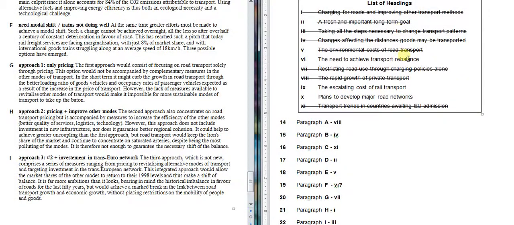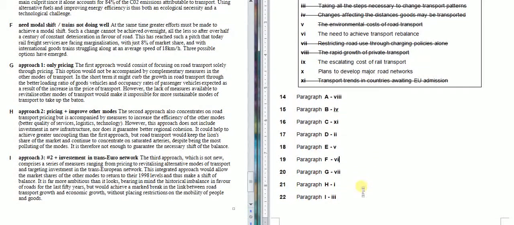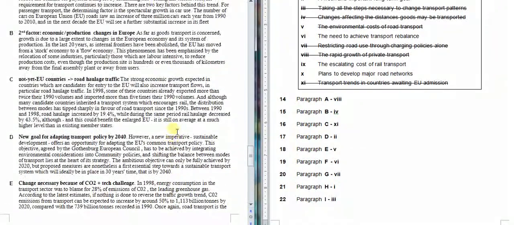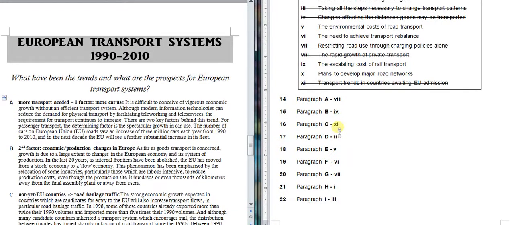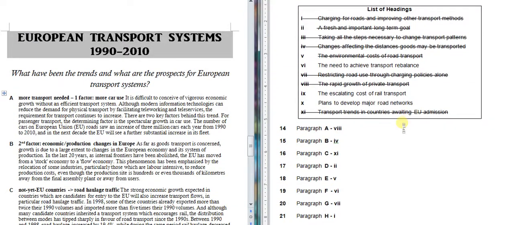All right, so that leaves us with 6, 9, or 10 for paragraph F. We talked about the cost was not really the issue. Plans to develop major road networks? Definitely not. So 6 must be right, which our instinct told us anyway. But good. Okay, and there you have it. This is our third example, and here are our answers.